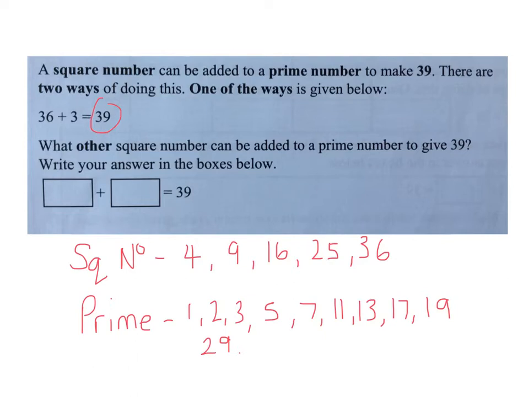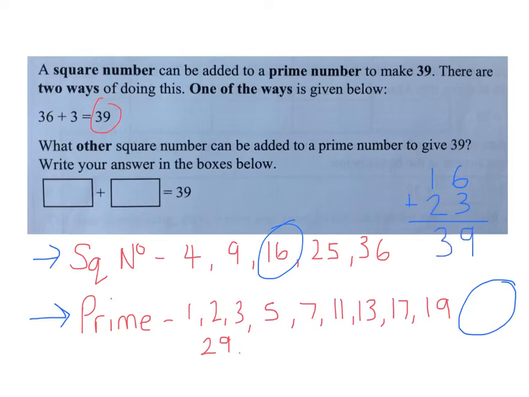So between our 2 sets, we must choose 1 square number and add it to 1 prime number to make 39. If I have a look, I can take 16 and to it I can add 23. Let's just do our working out. 16 plus 23, and it does indeed add up to give me my 39. So my square number would be 16 and my prime number would be 23.